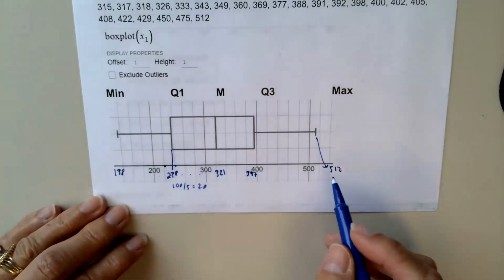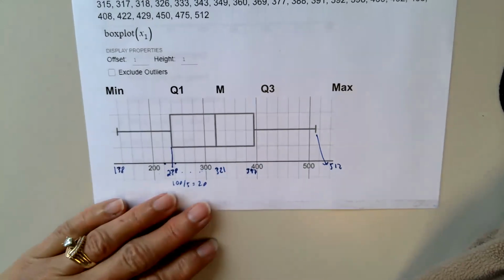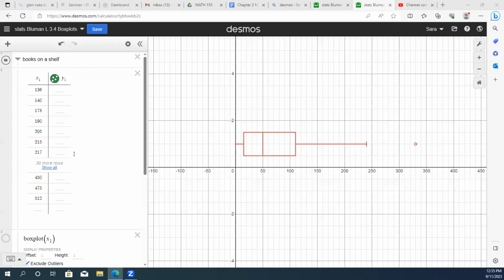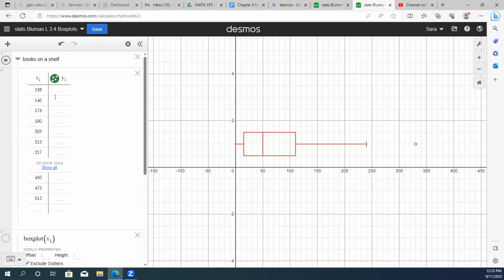These are all just estimated guesses, and we're going to go to Desmos to see how we can find them exactly. So in Desmos, I have the data here for books on a shelf, pages of books on a shelf.